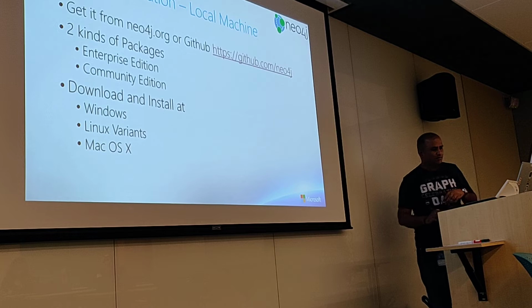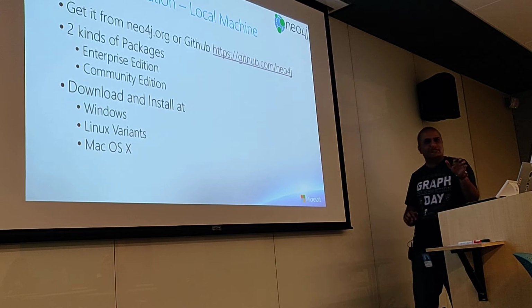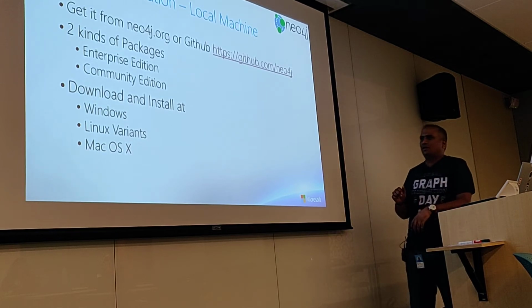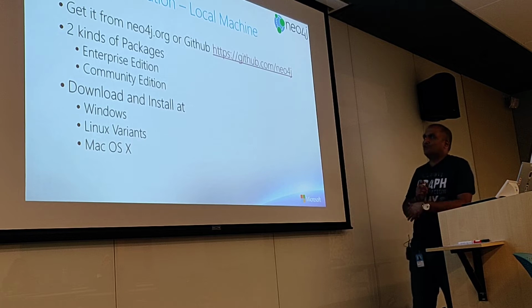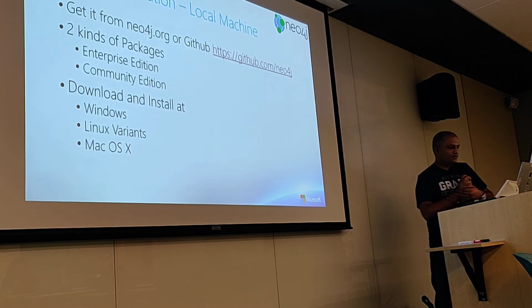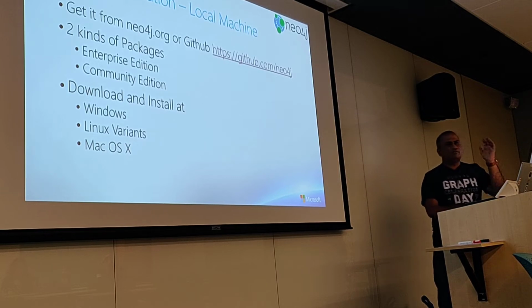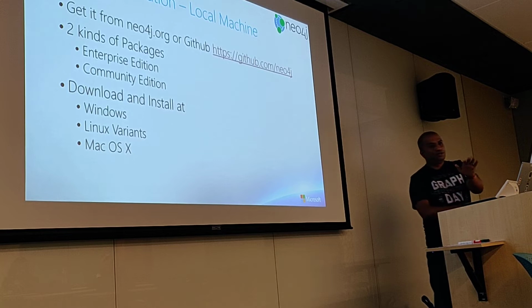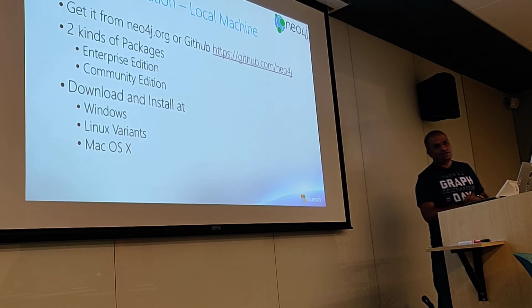So talking about this particular tool, Neo4J, that is the graph database, how you should install and all that stuff. I'm sure you can get it on GitHub as well as on the Neo4J website. You can get it from there. There are two kinds of packages, and it's available for Windows, Linux, and Mac OS X. It's pretty popular, one of the most popular tools out there when you talk about graph databases.